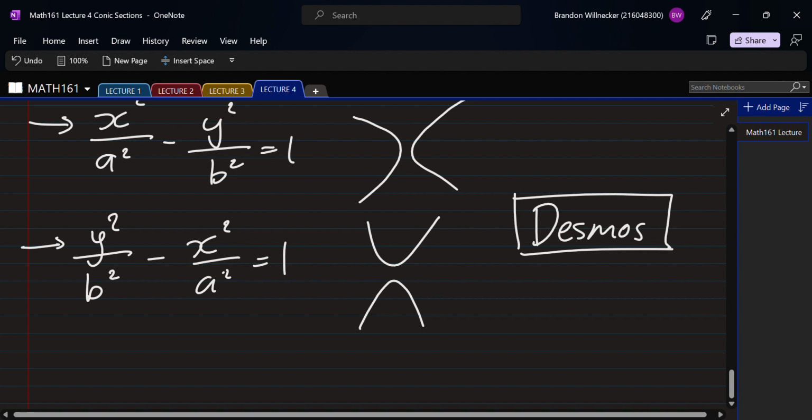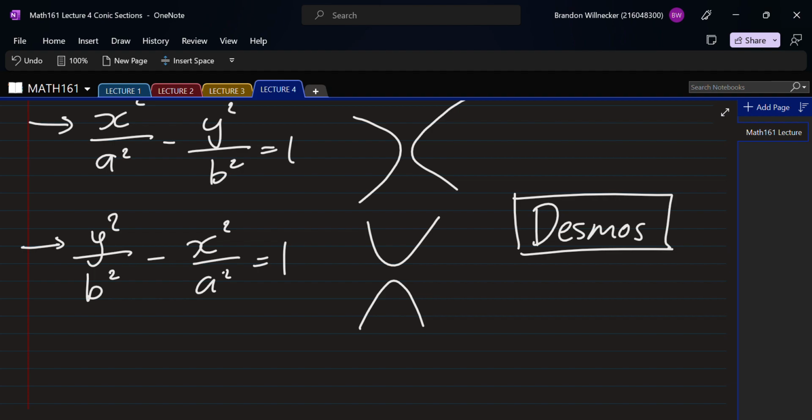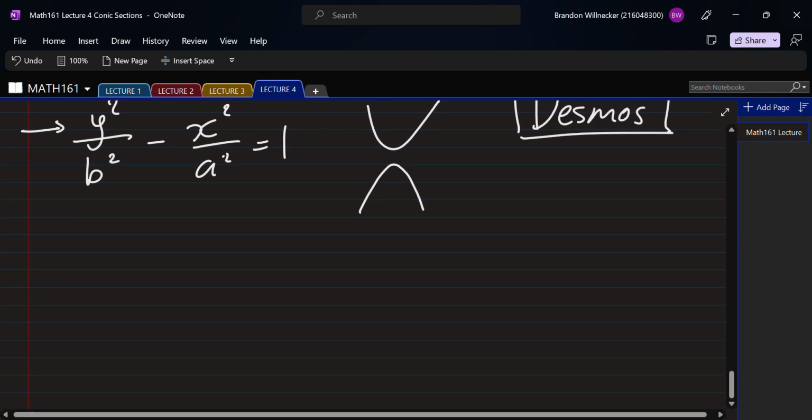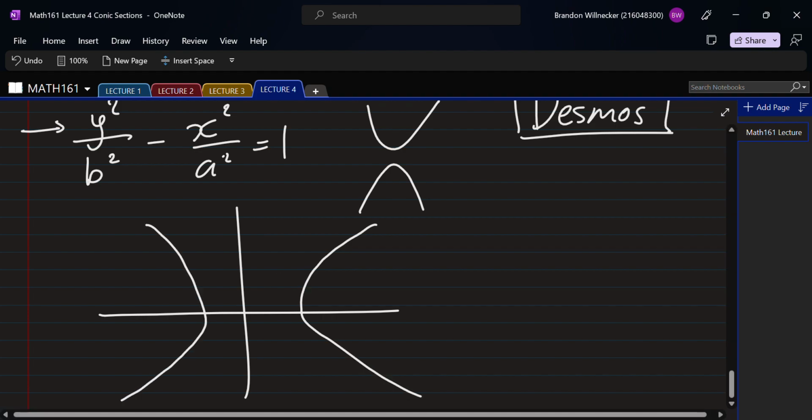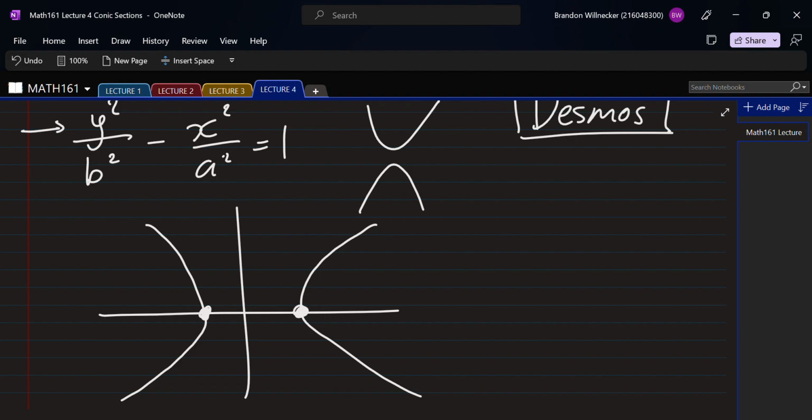Okay, so those are the two kinds of shapes that we get, horizontal or vertical. I'm just going to go through the horizontal one, but the vertical one is very similar. Let's say we have a horizontal one, so it's something like this. Something like that. We've got two vertices over here and over here. In the horizontal case, where they open up left and right, these are just the x-intercepts.